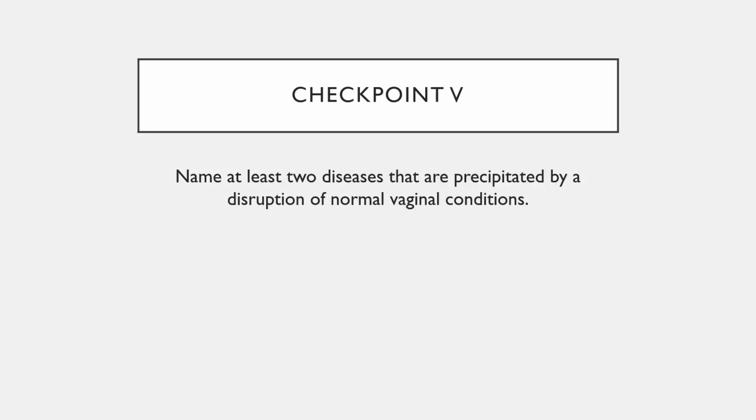And we have one final checkpoint here for you. I want you to name at least 2 diseases that are precipitated by a disruption of the normal vaginal conditions. We've talked about a variety of them throughout this lecture. And once you're finished with this checkpoint, you are finished with Chapter 23.